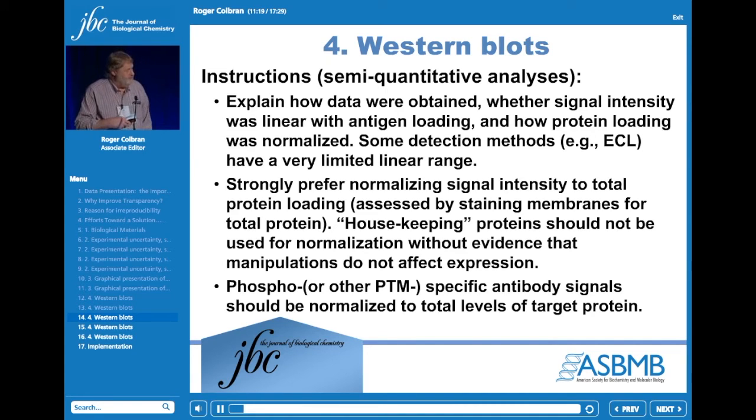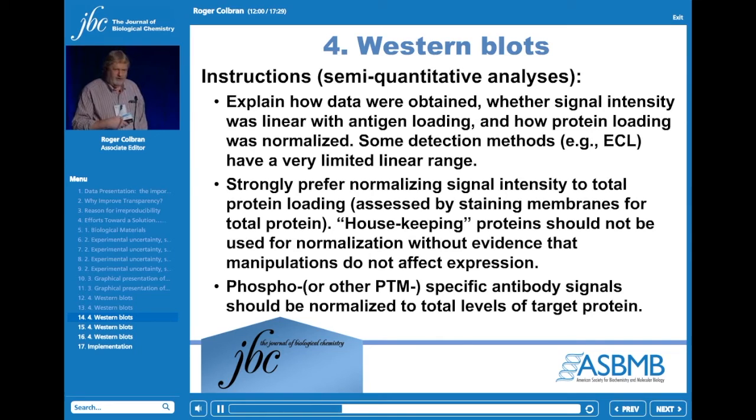Another set of issues arises when you try to do quantitative analysis on Western blots. And so you need to explain how you're doing the quantitative analysis. So how are you measuring the signals that you're seeing on your film or your image? You need to demonstrate or tell us that you've done the appropriate controls to show that the signal intensity is linear with antigen loading. And you need to talk about how the protein loading was normalized in your quantitative methods. And I'll draw your attention here, particularly to ECL type detection methods, that there's a very limited linear range for a lot of these methods. So you need to be very cognizant of that.